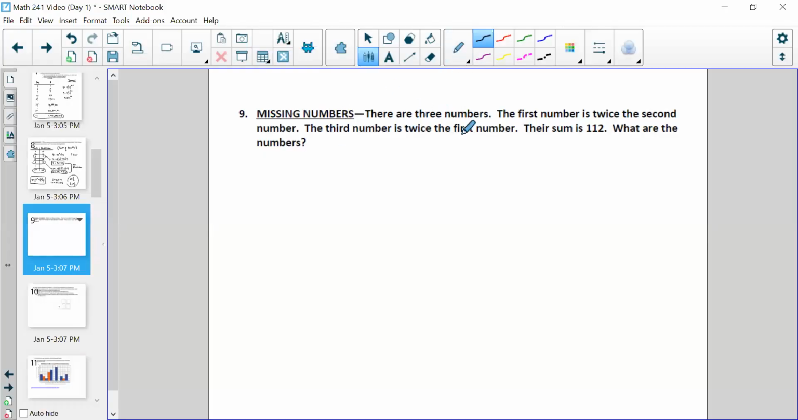Another problem where you've got 3 numbers. So what we'll say is, here's the first number, here's the second number, here's the third number. Well, it says the first number is twice the second number. Well, I don't know what the second number is, so I'm going to call it x, which means I'm going to call the first number 2x. And the third number is twice the first number. So the first number is 2x, so I'm going to multiply it by 2, and I'm going to get 4x. And I know the sum is 112.